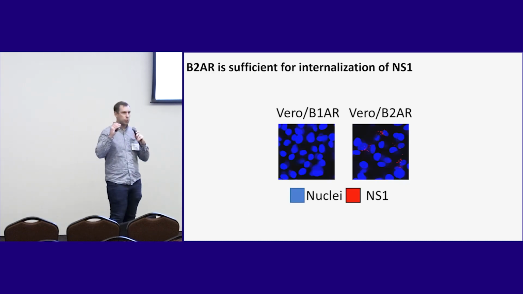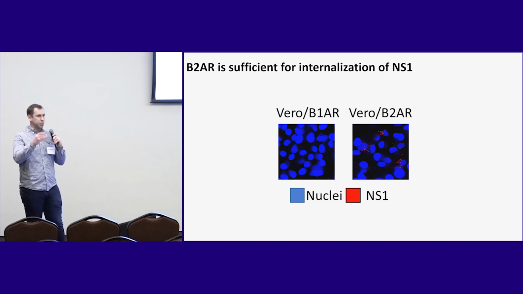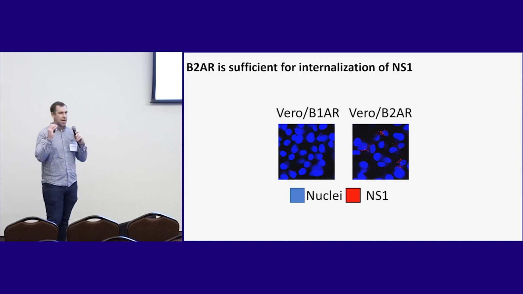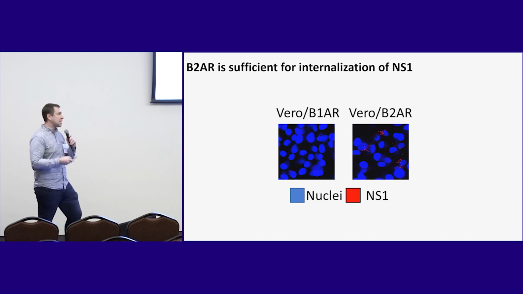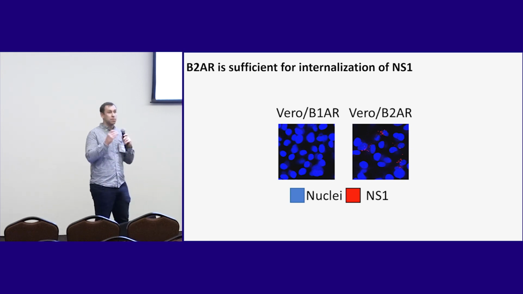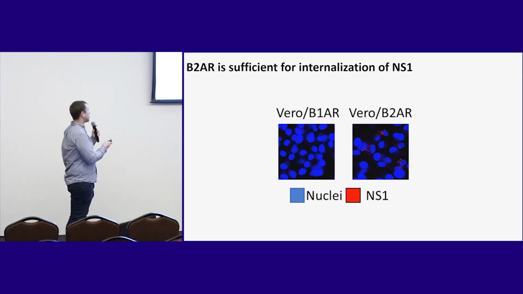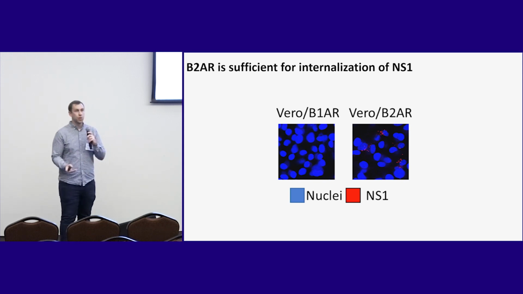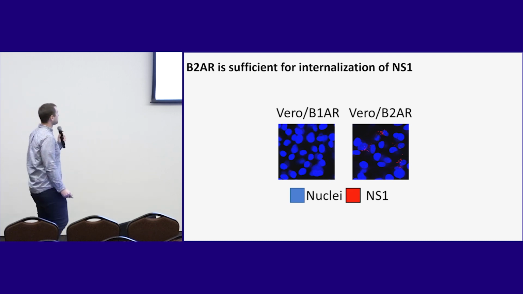But then moving on to the question of sufficiency. When you're talking about principles of receptor biology, you don't want to just ask if it's required for internalization. You also want to ask if you can find a cell where it's absent that doesn't normally do your function. If you add that back, can we then see this process return? So we found a couple different cell lines, including Vero and CHO cells, that don't express B2AR. And when we overexpress B2AR, we then see sufficiency to internalize NS1 into these cell types. This is also true in CHO cells.